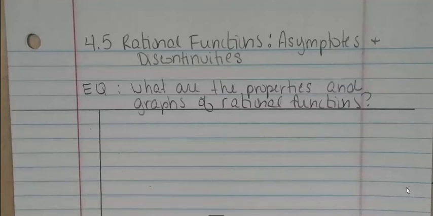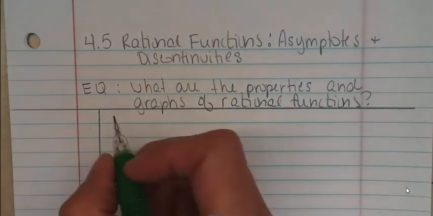4.5 is rational functions, their asymptotes and discontinuities. And your essential question is: what are the properties, so looking for those asymptotes, those discontinuities, and graphs of rational functions. You're going to need your textbook today because I did not make a handout for you. And you're also going to want your parent graphs.